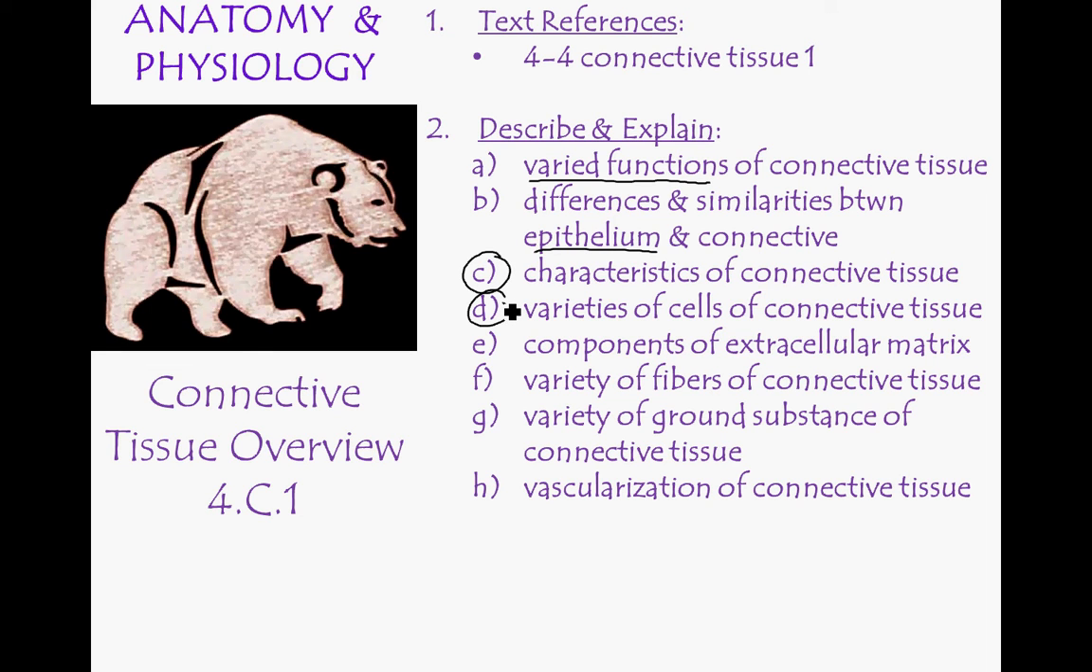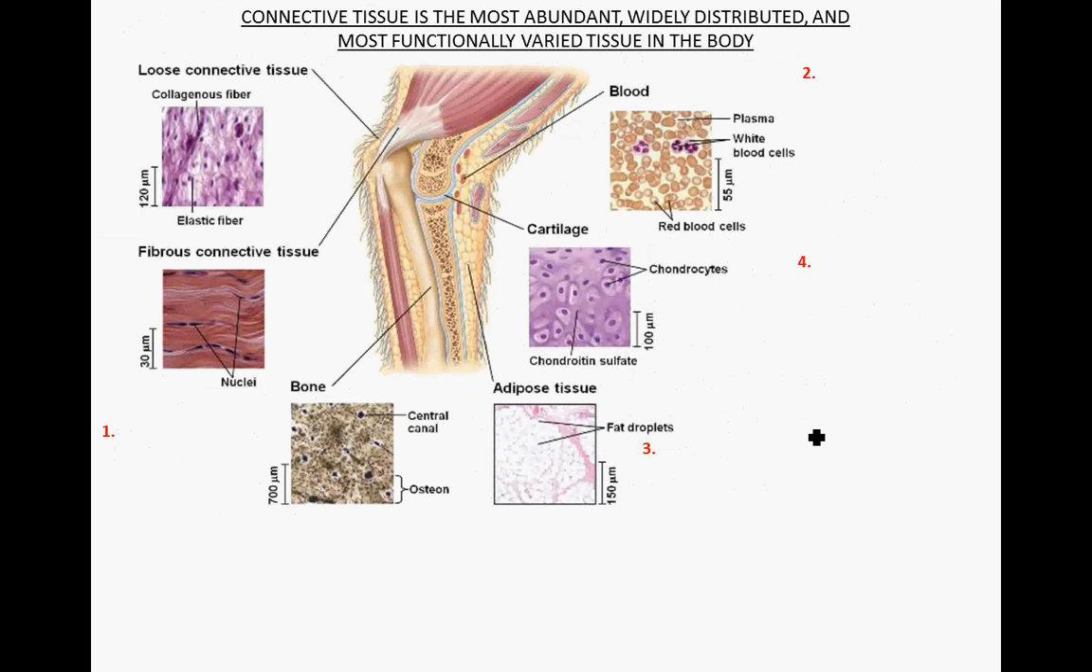We're going to talk a little bit, actually a lot, about this extracellular matrix here, which includes these fibers and the ground substance. And we probably won't get to this vascularization stuff, but here we go. So connective tissue is the most abundant, widely distributed, most functionally varied tissue in the entire body. So you have lots of different examples here in this image.